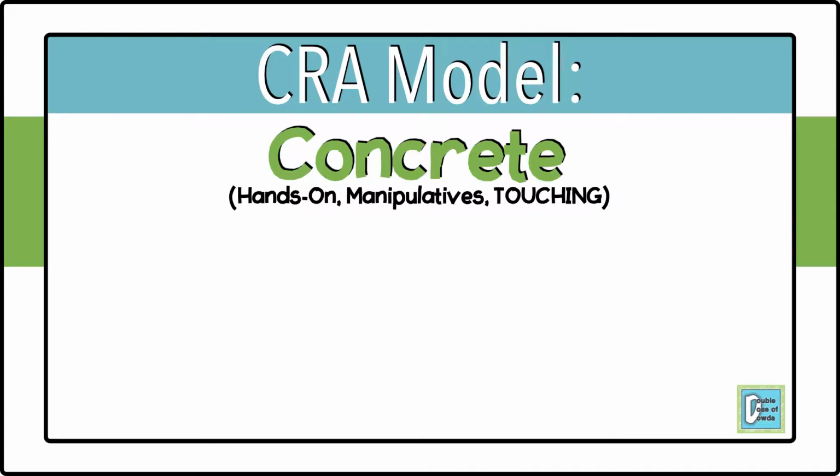Whenever we teach something, we certainly want to take a research-based approach. So we are going to talk about this strategy called the CRA model. This is when we say that students need to learn something first in a concrete way. They need to have hands-on experience and exposure. They might be using manipulatives, something that they are touching and feeling and really understanding how the concept works.